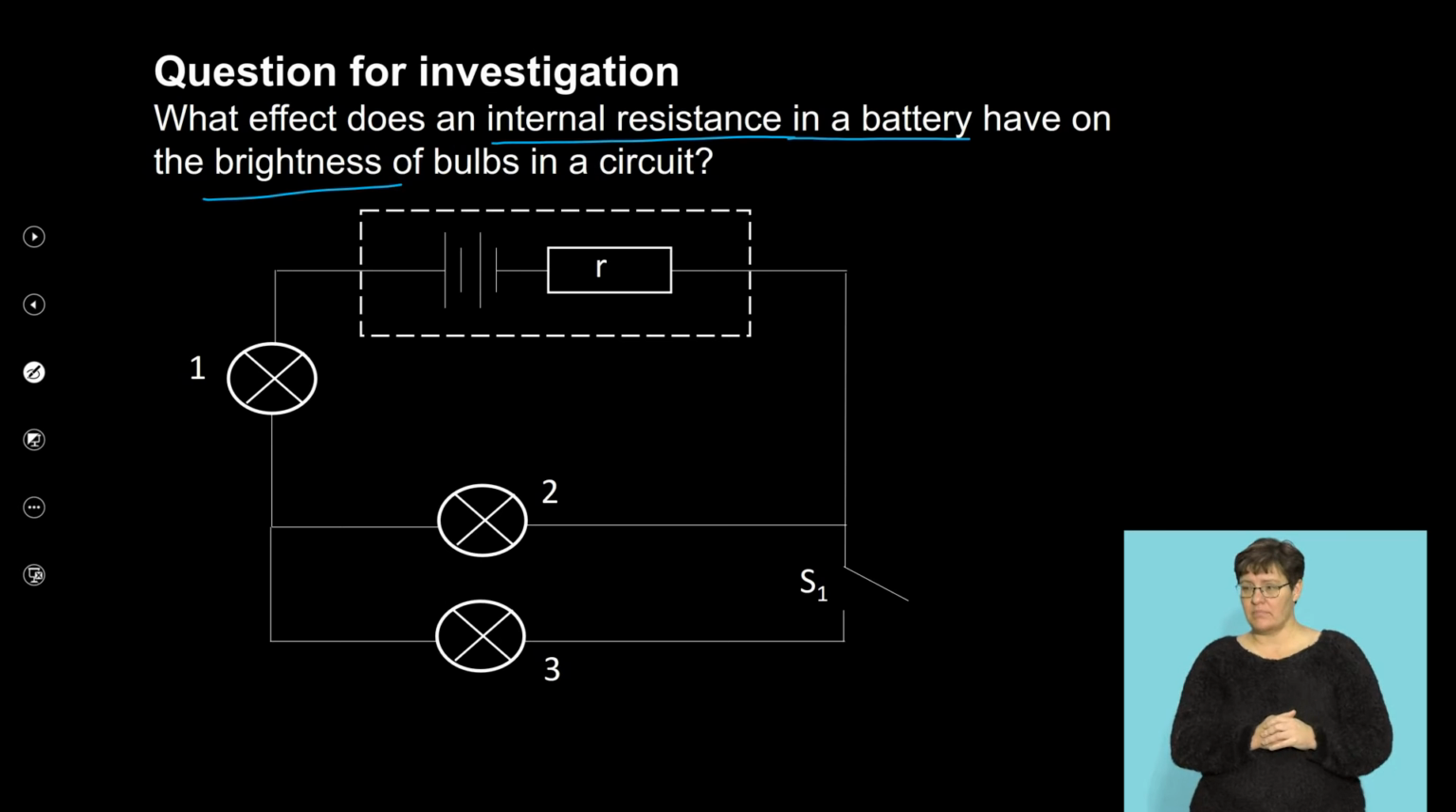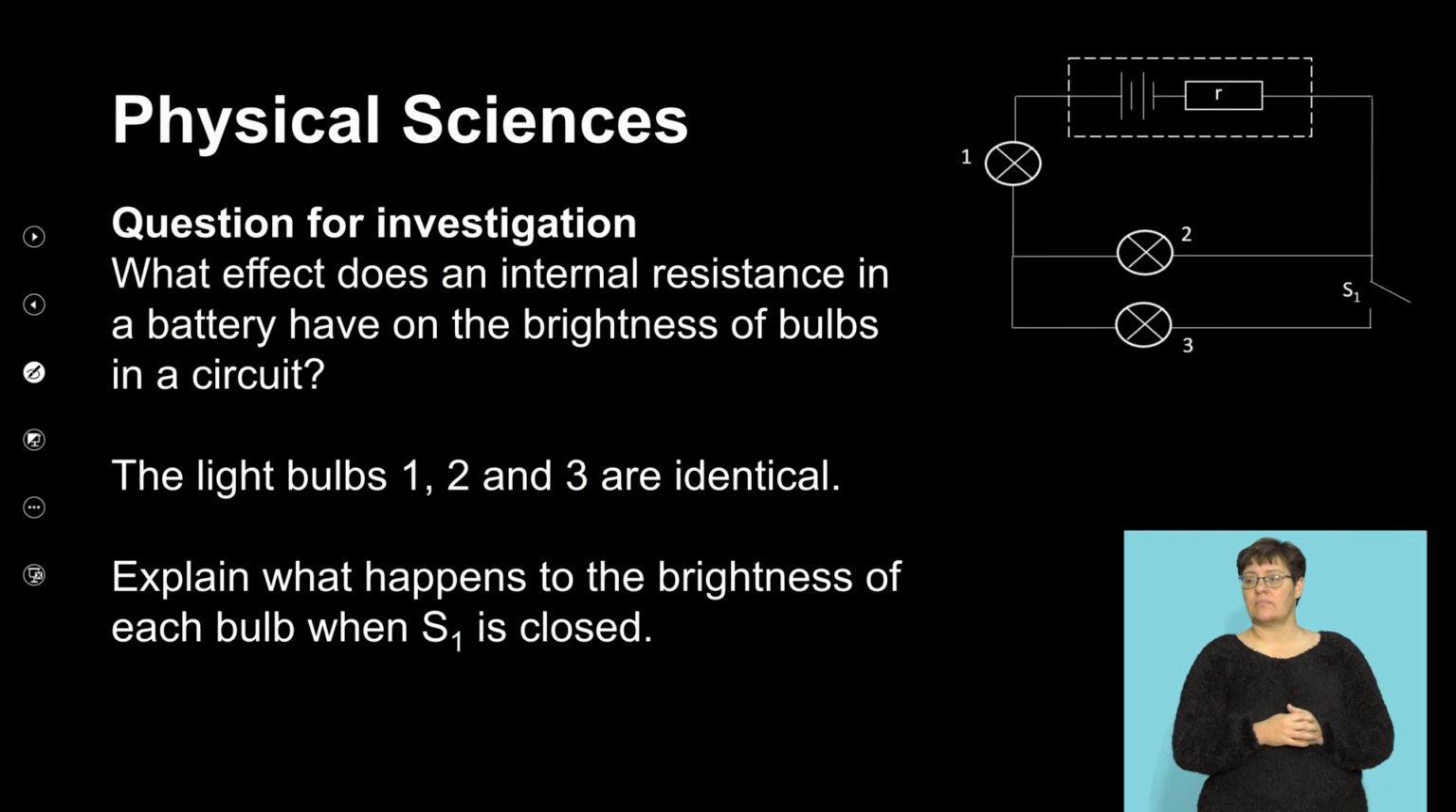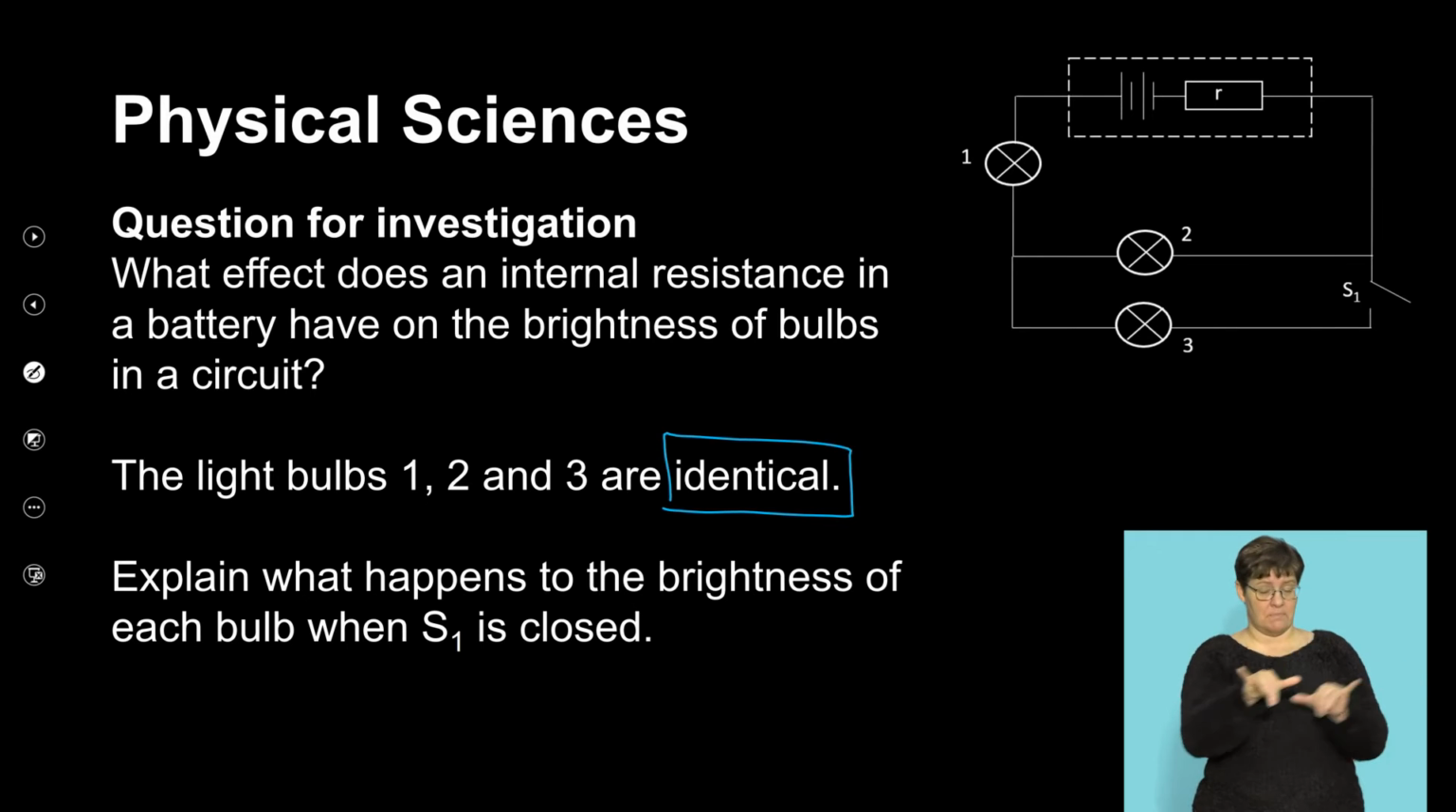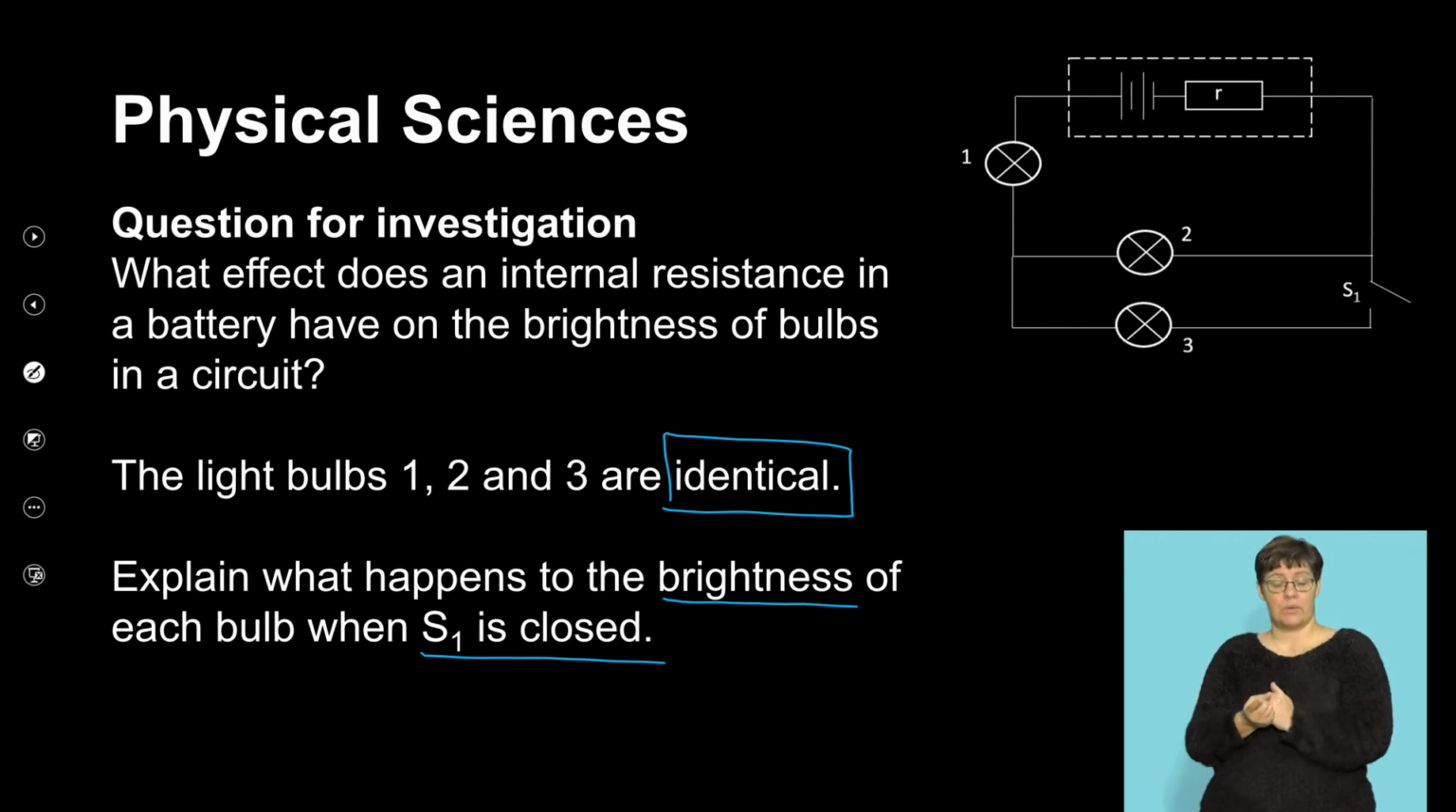Take note, switch S1 is open. All three light bulbs are identical, meaning whatever resistance they have is the same for the three of them. The question is: explain what happens to the brightness of the bulbs when switch S1 is closed. We are going to close switch S1.